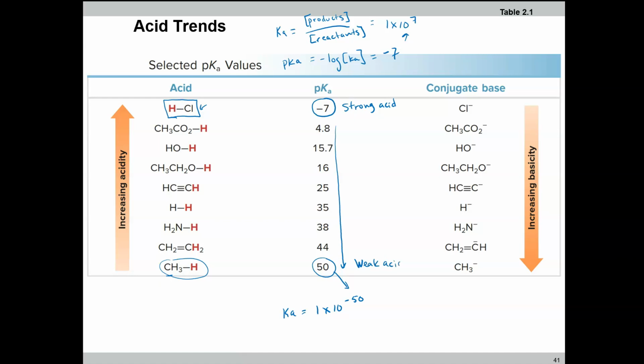And this chart gives us a general idea of what different functional groups are going to be stronger acids versus weaker acids. So if we look at this list, we have a carboxylic acid.